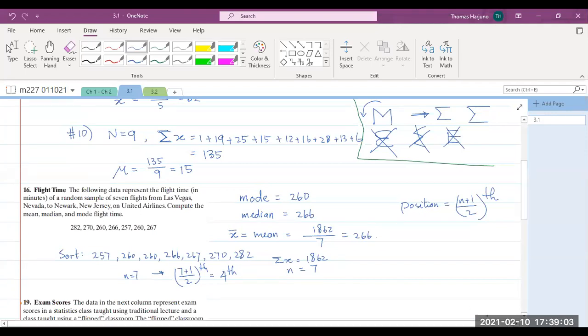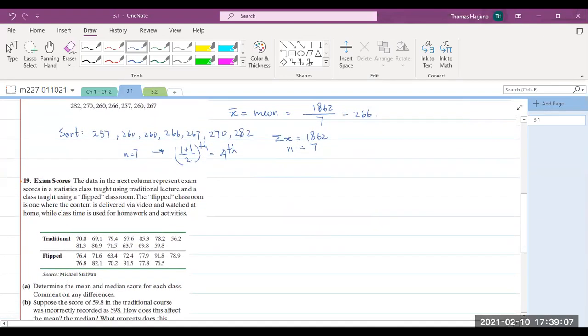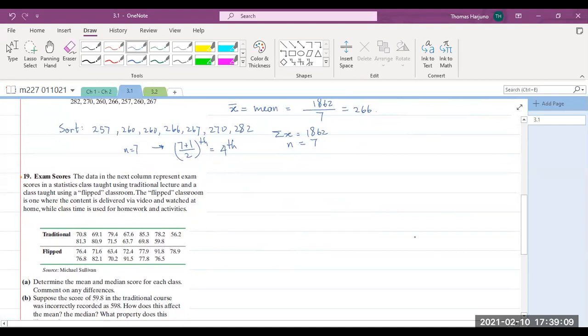Okay. Now, with the time we have, let me ask you to try question number 19. Here we have the data in the next column represent exam scores in a statistics class taught using traditional lecture and taught using a flipped classroom.